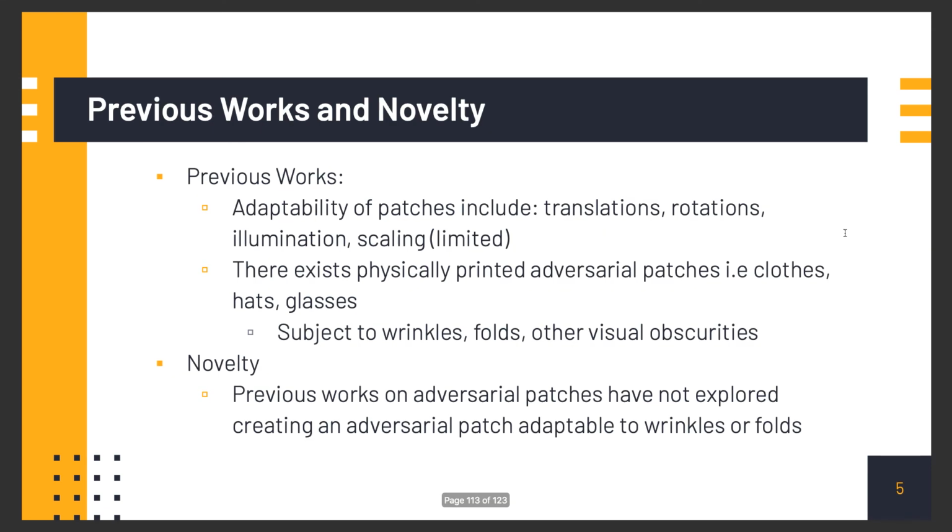Previous works on the adaptability of patches include translating the adversarial patch, rotating it, changing its brightness, and scaling it as well. There also exist physically printed adversarial patches, such as on t-shirts, hats, and glasses. These are specific to clothes, and clothes are subject to wrinkles, folds and other visual deformities. So that's our goal: we want to explore these types of patches and make them adaptable to such physical changes.